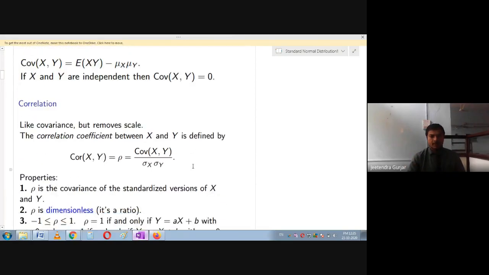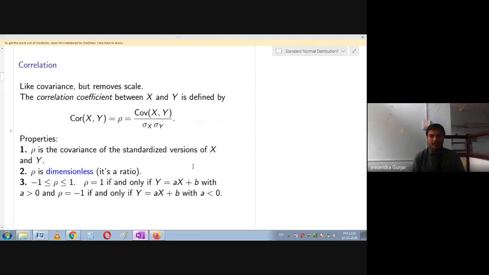Also, we come across here, students, the correlation. What is this correlation? It is like covariance, but it removes the scale. There will be no scale in this. There is no measurement unit in the correlation. Then we take these two random variables as correlation. So please remember this also. You can see the correlation coefficient between X and Y is defined as Cor(X, Y) is equal to rho.